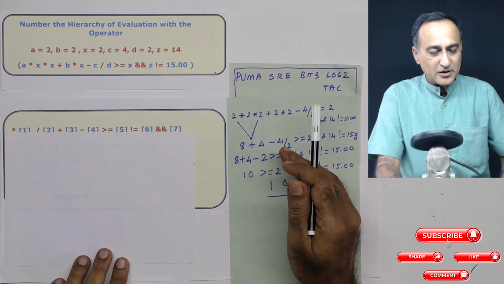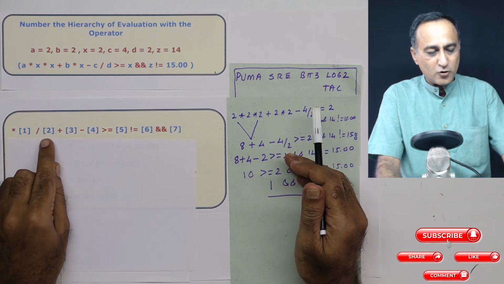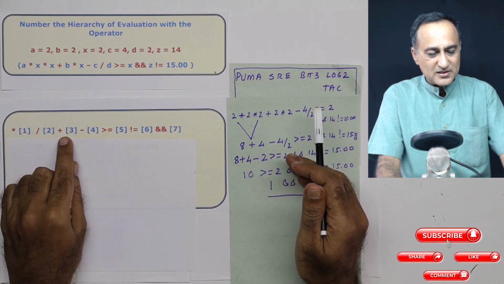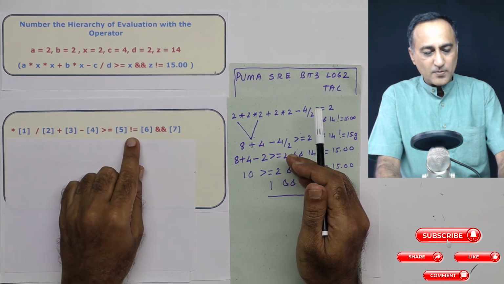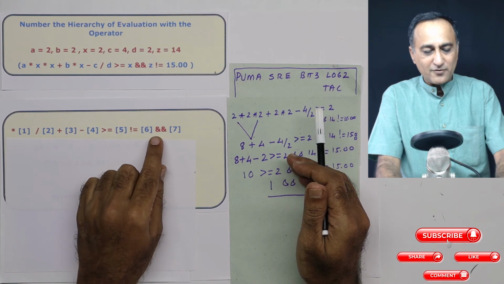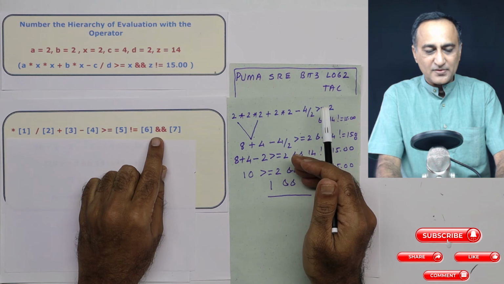So if you look at it, the first step is to identify the priorities. Here I have shown you the priorities. Multiplication is first, followed by division, followed by plus, followed by minus, followed by greater than or equal to, followed by not equal to, and then followed by the logical AND operator.